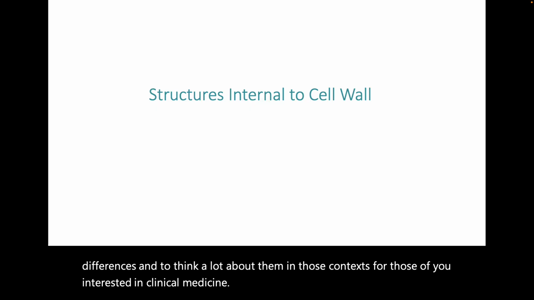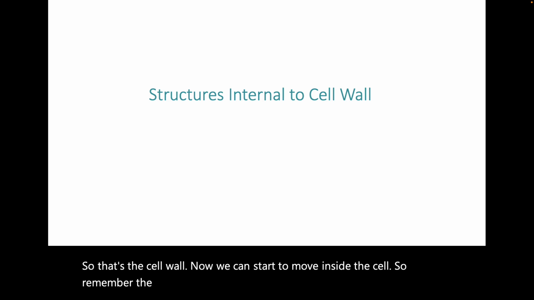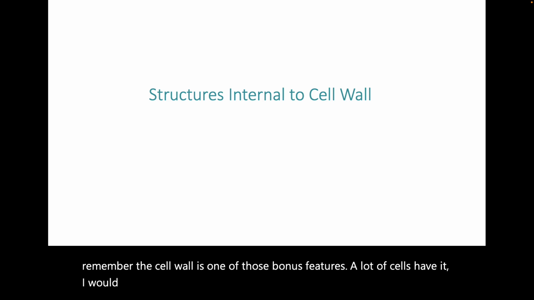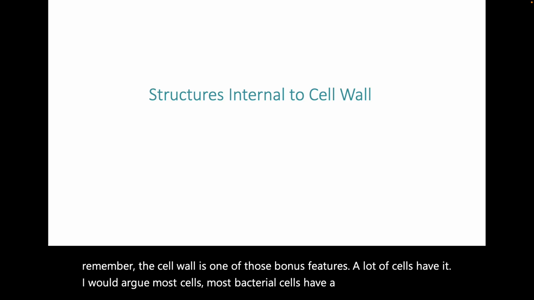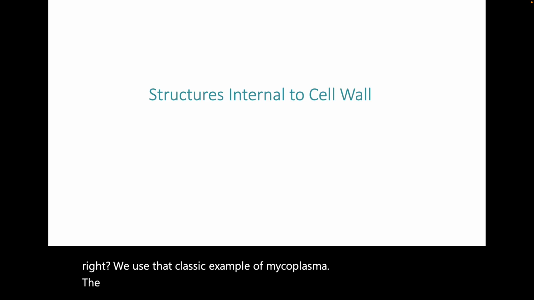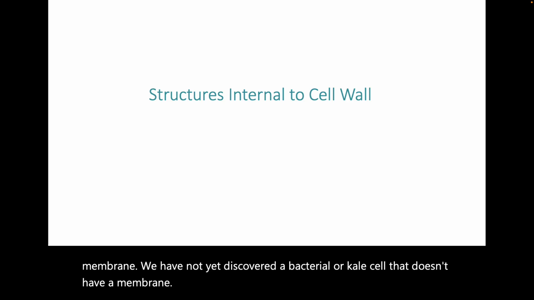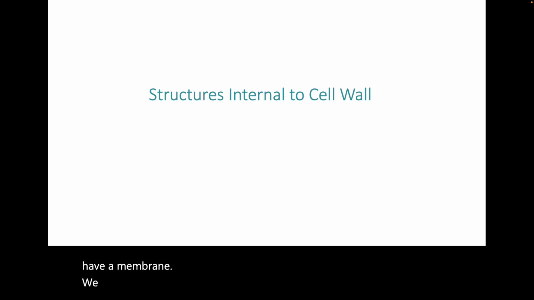So that's the cell wall. Now we can start to move inside the cell. So remember, the cell wall is one of those bonus features. A lot of cells have it. I would argue most bacterial cells have a cell wall, but not all, right? We use that classic example of mycoplasma. The plasma membrane everybody's got. You have to have a plasma membrane. We have not yet discovered a bacterial or archaeal cell that doesn't have a membrane. We probably never will. The membrane is kind of what makes the cell.